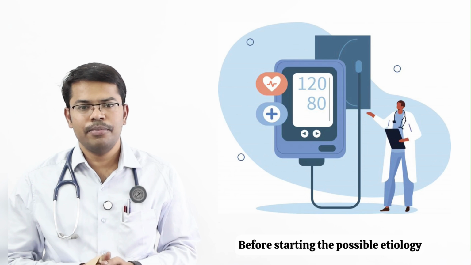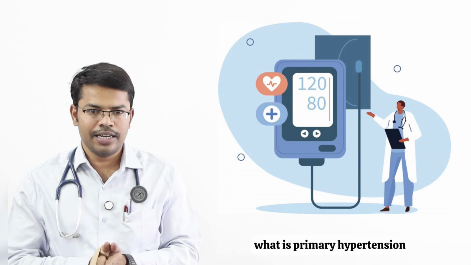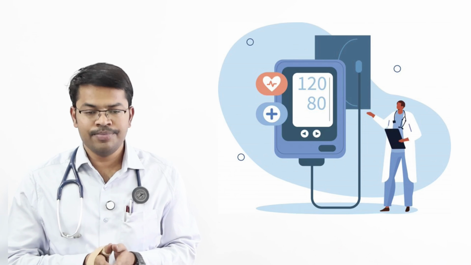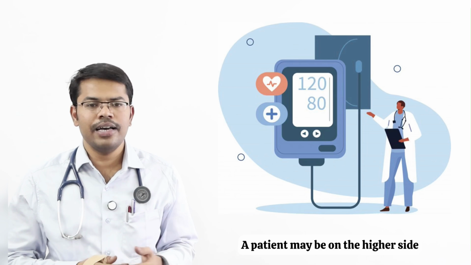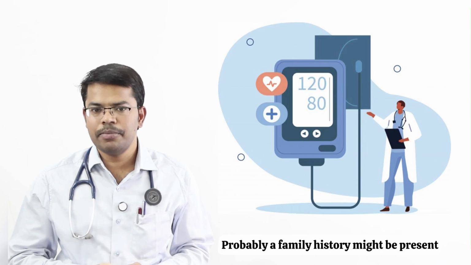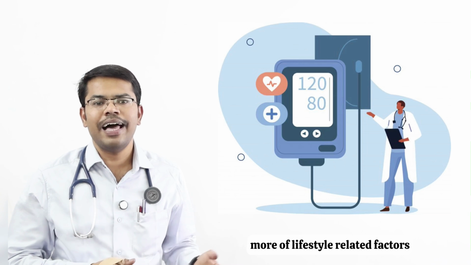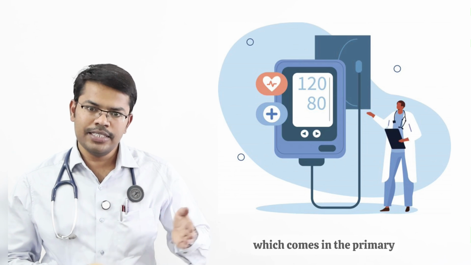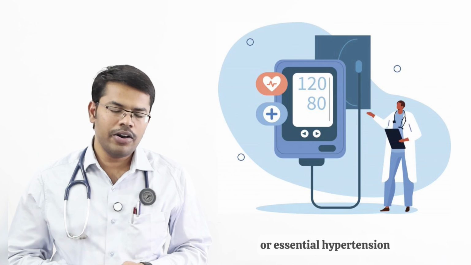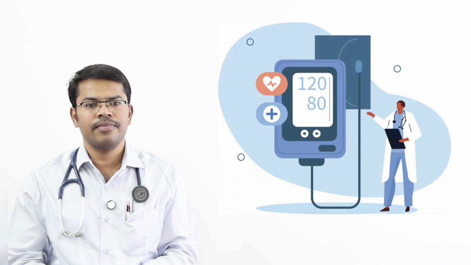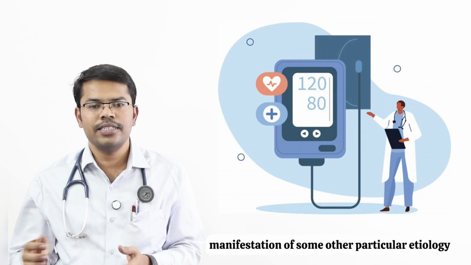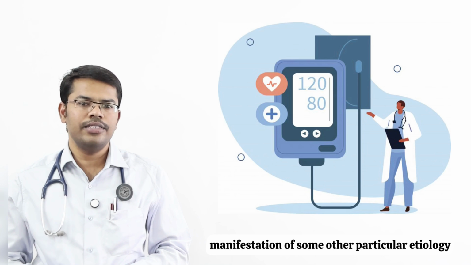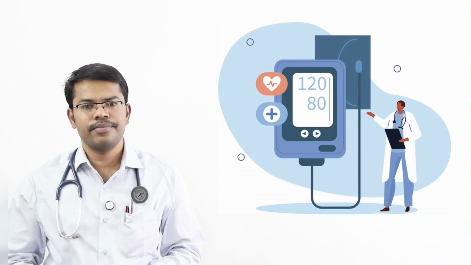Before starting the possible etiology, what is primary or essential hypertension? No particular etiology is found. A patient's BP is on the higher side, probably a family history might be present, more of lifestyle related factors. Secondary, as the name suggests, is where high BP is a manifestation of some other particular etiology. So this is the difference.